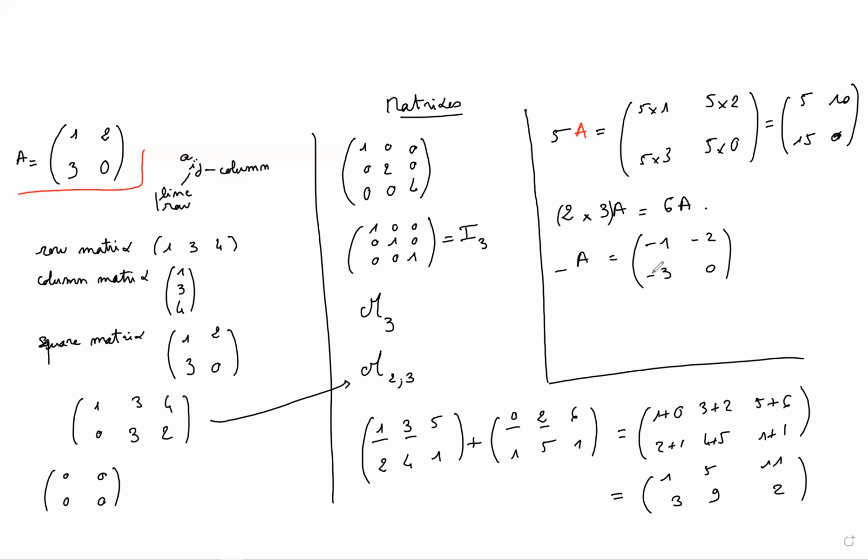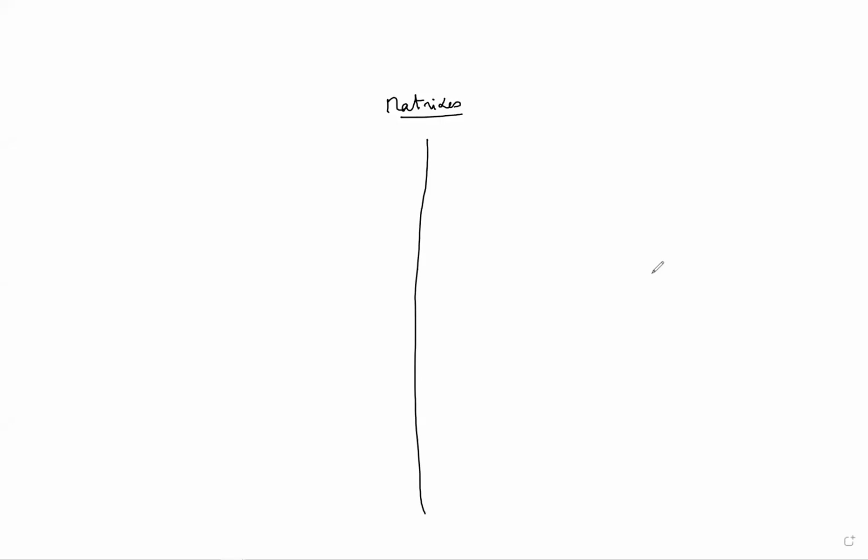Now let's talk about multiplying matrices. It's slightly more difficult. If you want to multiply, first we'll see how it works with a row vector, which is a line vector, times a column vector.